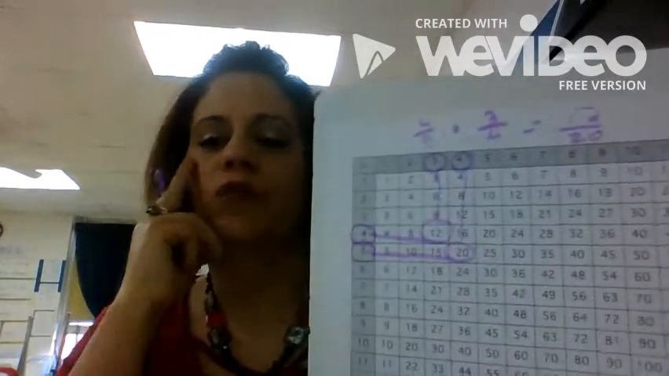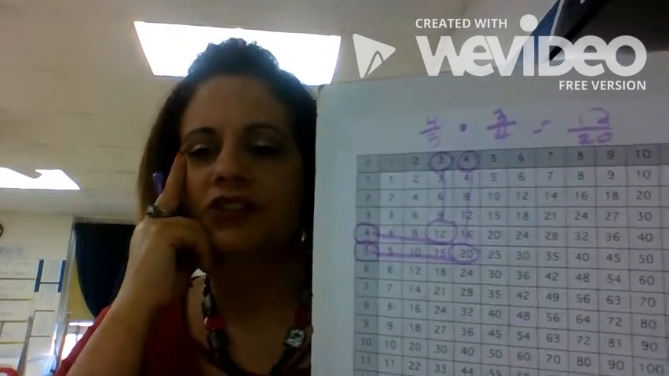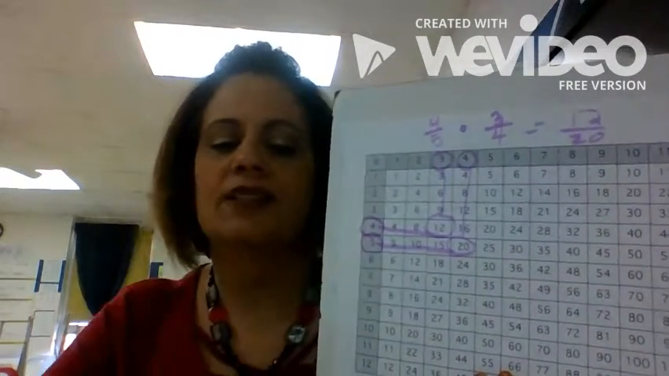And now what I would want to do is use my multiplication chart or another method to reduce the fraction 12/20 to get my simplified answer.